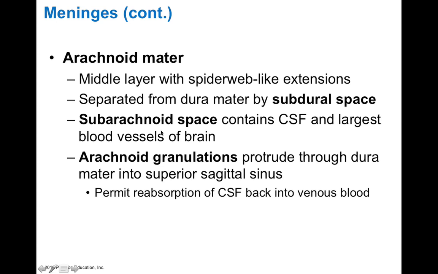But the subarachnoid space is located just deep to the arachnoid mater. It contains cerebrospinal fluid and essentially helps to cushion the outside of the brain by forming that nice protective space there. Now, there are areas where arachnoid mater protrudes into the dural venous sinuses, forming what we call the arachnoid granulations. And this is the place where CSF gets reabsorbed back into the venous blood.